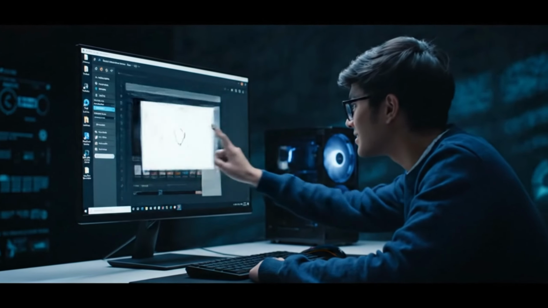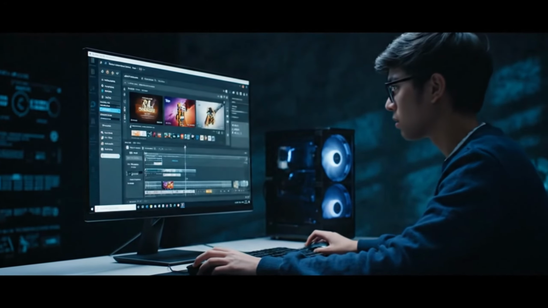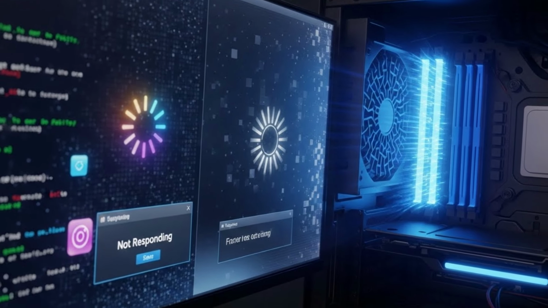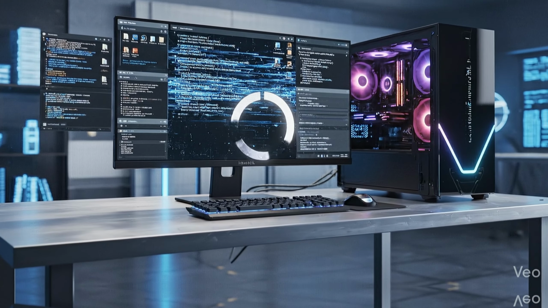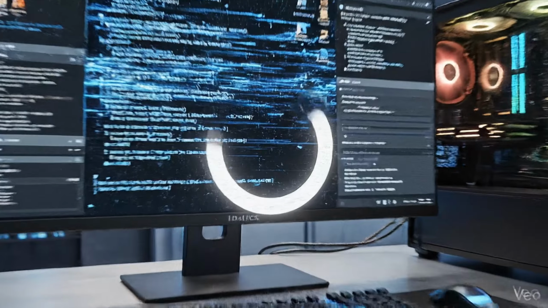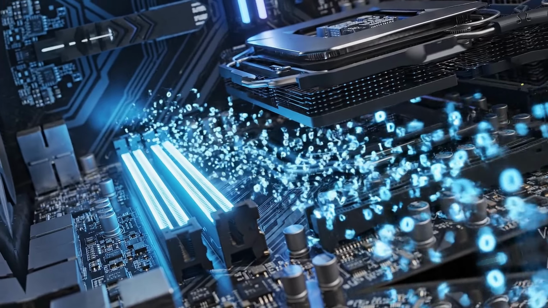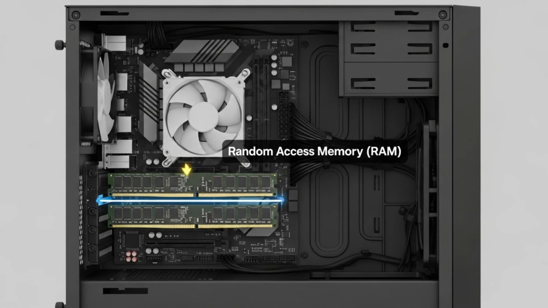Let me ask you something. Have you ever noticed that sometimes your computer feels really fast and sometimes painfully slow? And the strange part is, you're using the same applications. So what's the problem? Most people think it's the processor, but very often, it's not the CPU. It's the memory, RAM. Today we're going inside your computer to understand how RAM really works and why it plays such a critical role in performance.